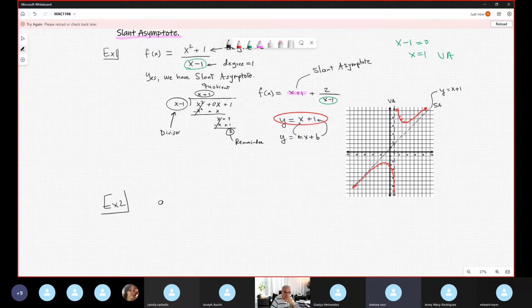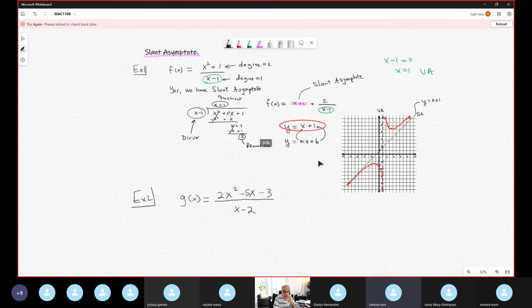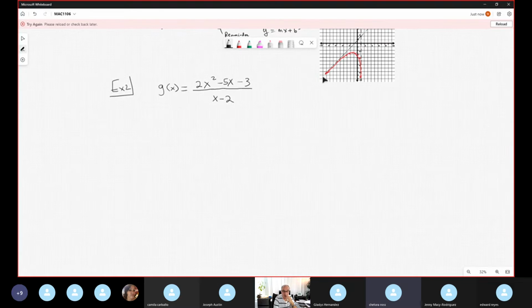Suppose g is the name of our function: 2x squared minus 5x minus 3, divided by x minus 2. So immediately you see, wow, what is that? Well, it is obvious that the degree of the polynomial in the top is 2, and the degree of the polynomial in the bottom is 1.